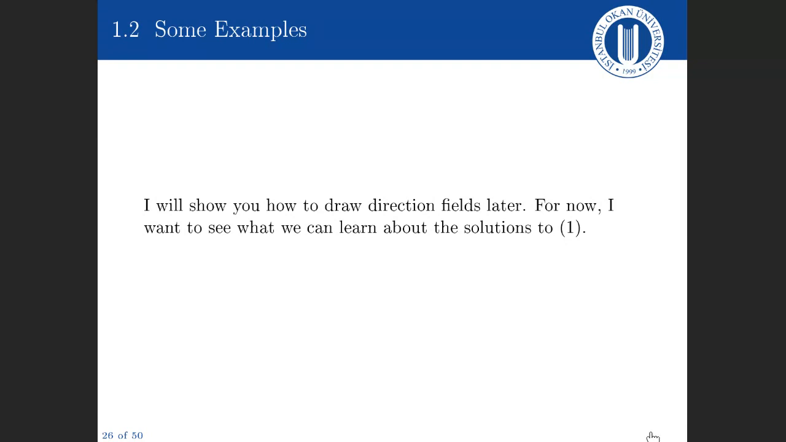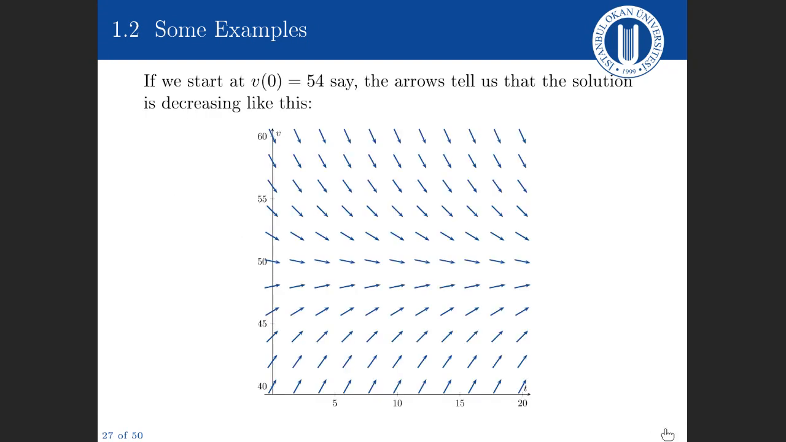Let's see what we can learn about the solutions to our differential equation from this direction field. Let's suppose that we start at, let's say, y0 equal to 54. In other words, we're going to start just here at the orange spot. The arrow says the solution goes downwards. So there's a little bit of solution. Go down, and we get to the next row of arrows, which say, still go down, but not quite as fast. And then we keep going down and down and down, but not quite as fast, following the directions of the arrows. I'm expecting that a solution looks something like this.